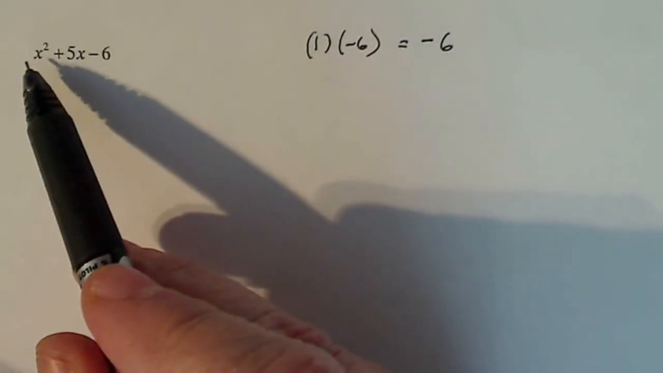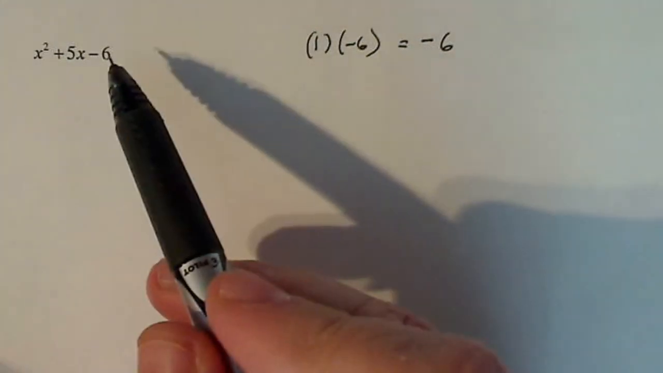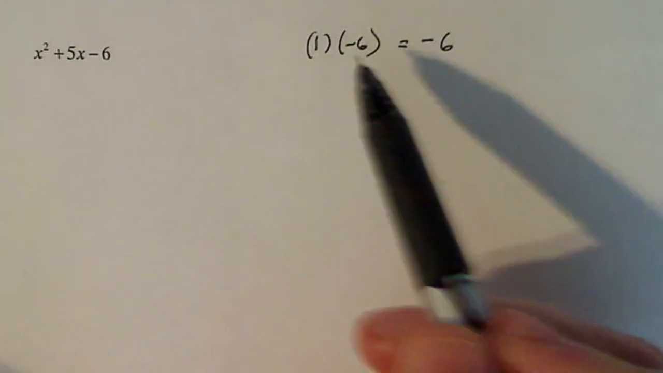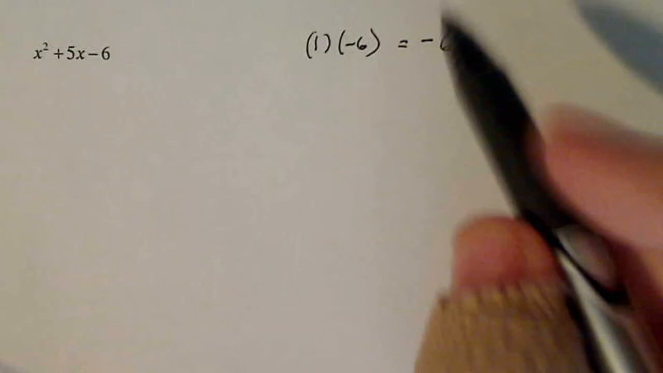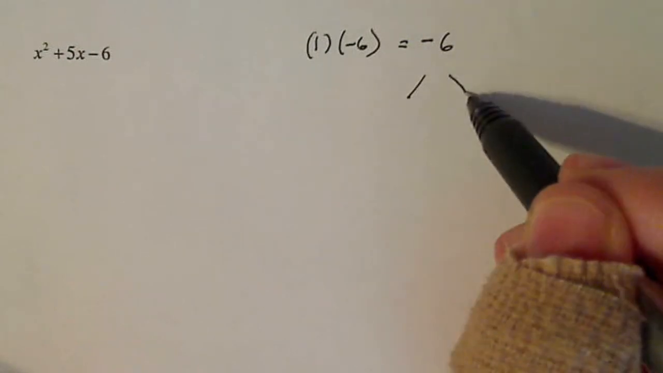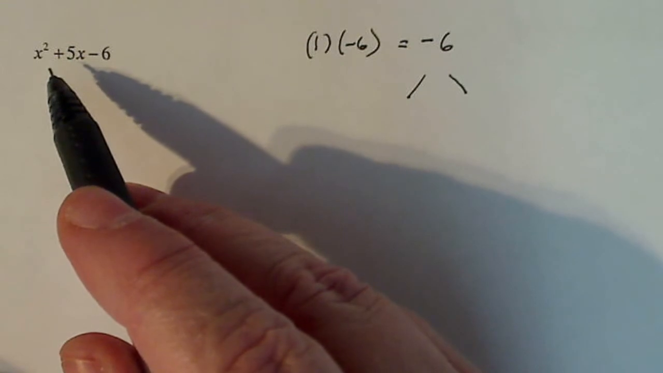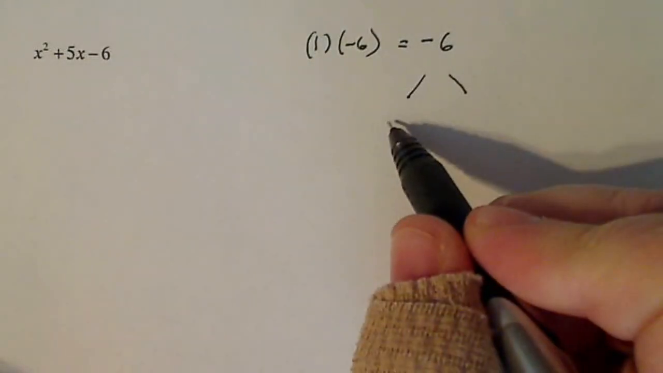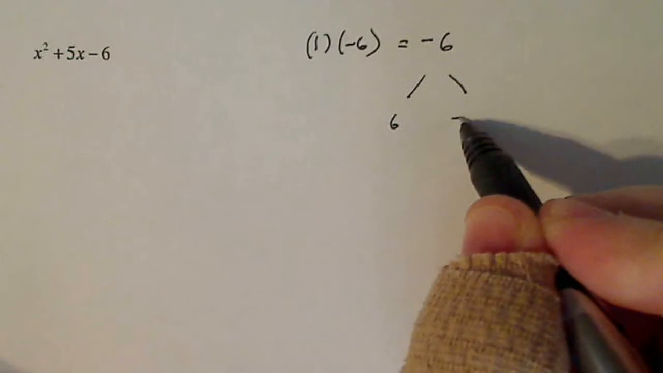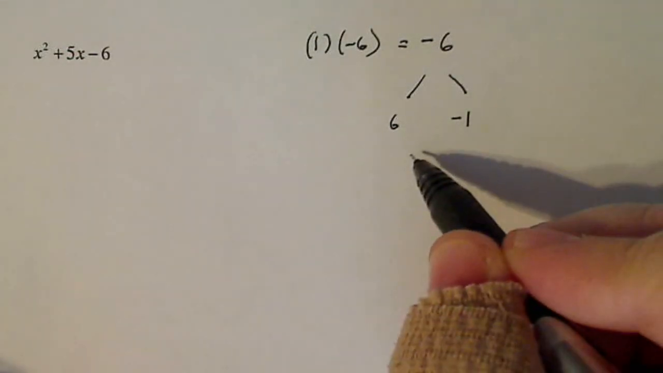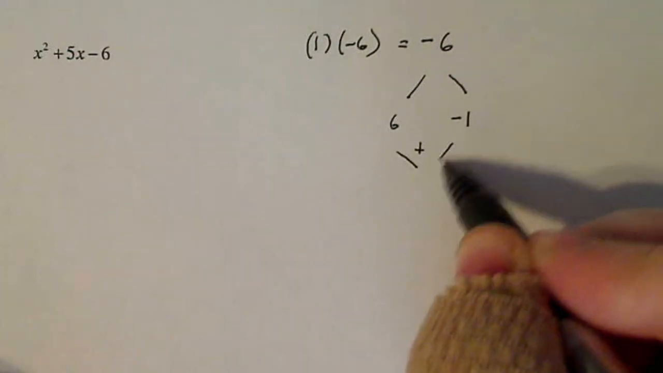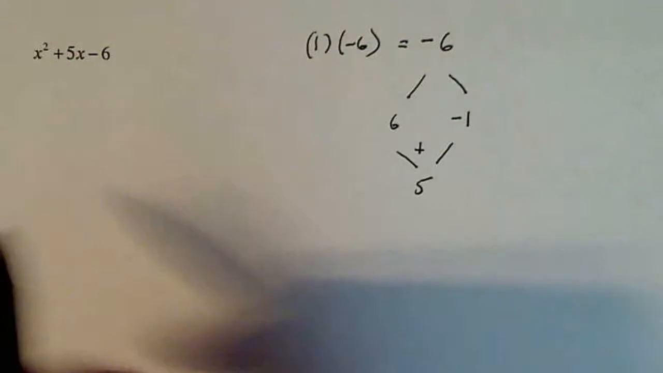So what I did is I took a, which is 1, and c, which is negative 6, and I multiplied them together, and I got negative 6. Now I want two factors of negative 6 that add up to positive 5. Well, I can think of 6 times minus 1. The sum of these two is 5, and that's exactly what I want.